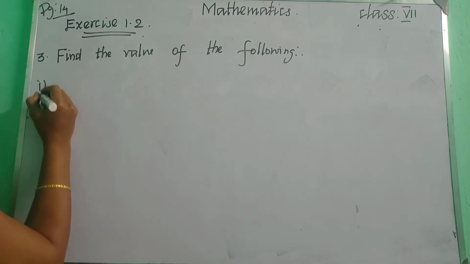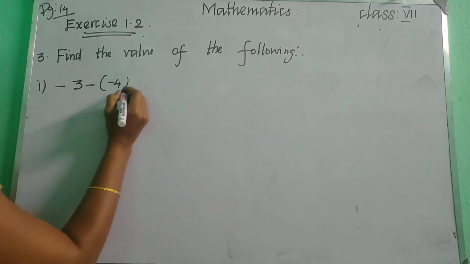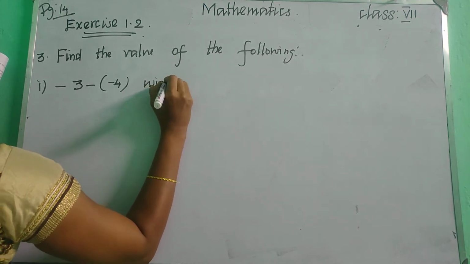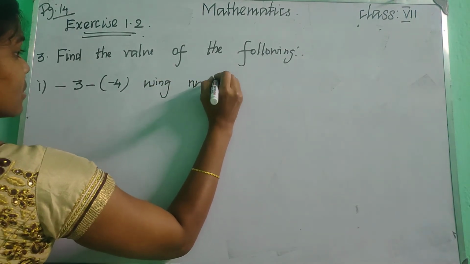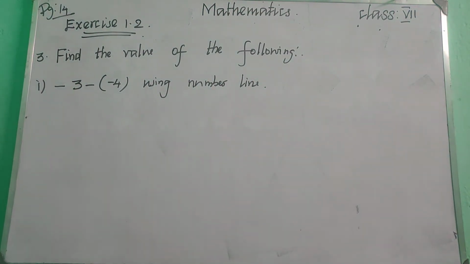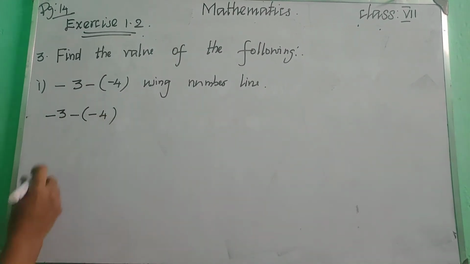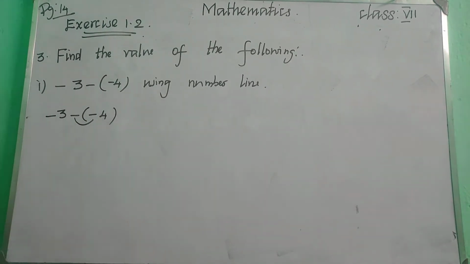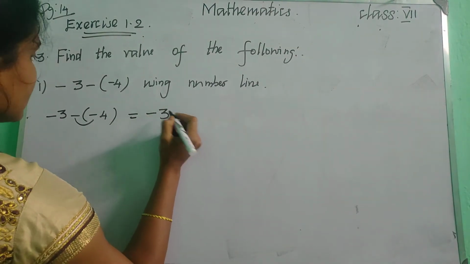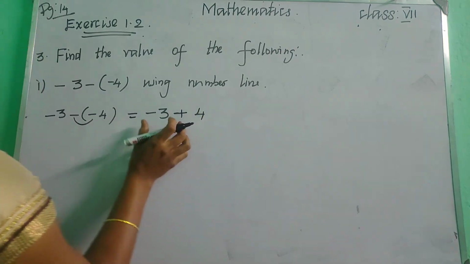First one. The question is minus 3 minus of minus 4, using number line. We are going to solve this by using number line. See, minus and minus is here, so minus into minus is plus. So the question changes to minus 3 plus 4.